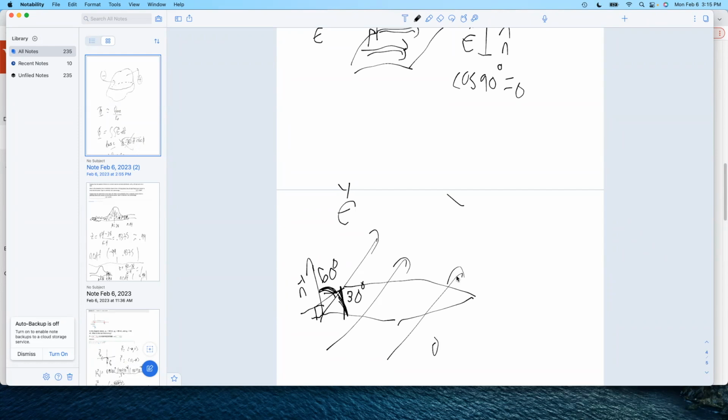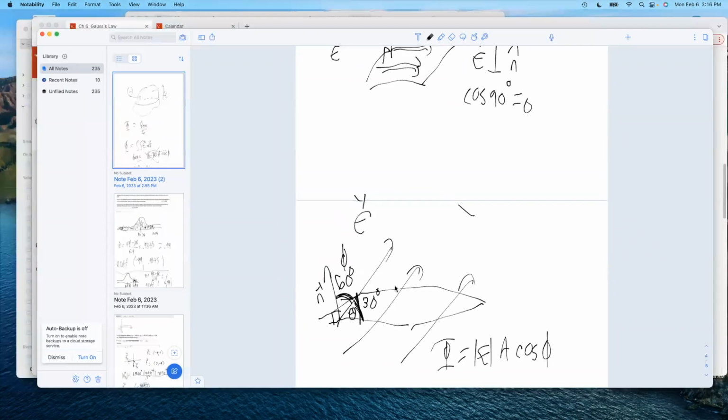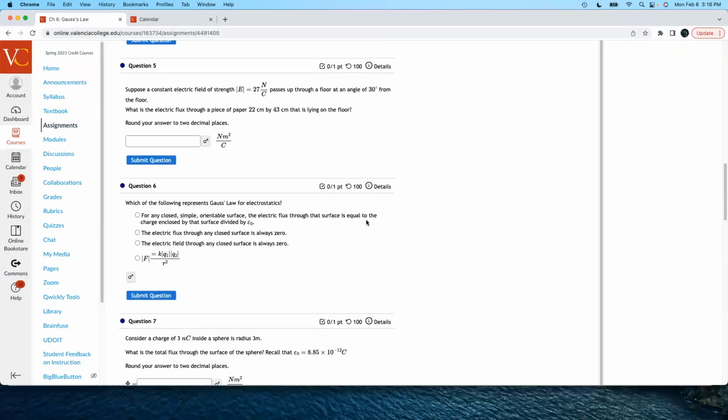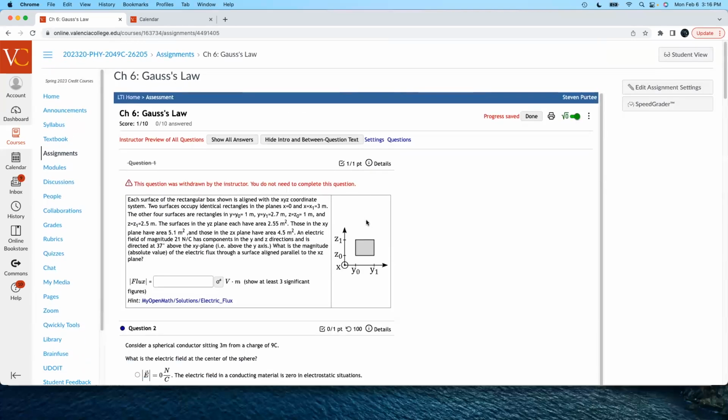And the total flux is the magnitude of E times the area times the cosine of the angle between E and the normal vector. This angle here we call theta, by the way. This is phi. Okay, so just be careful on that one. Okay, the rest of these I think are pretty easy. Okay, let's do a couple of Gauss's law problems.